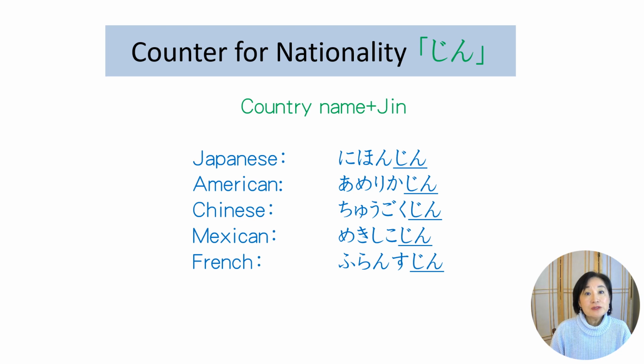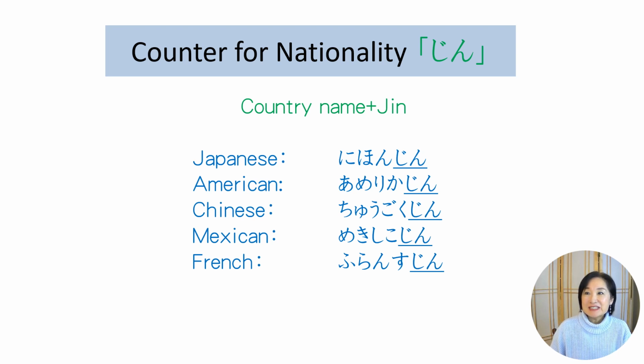The counter for nationality is jin. So you have the country name and add jin to refer to the person from the country. Japanese is Nihonjin. American is Amerikajin. Chinese, 中国人. Mexican is Mexicojin, and so on.